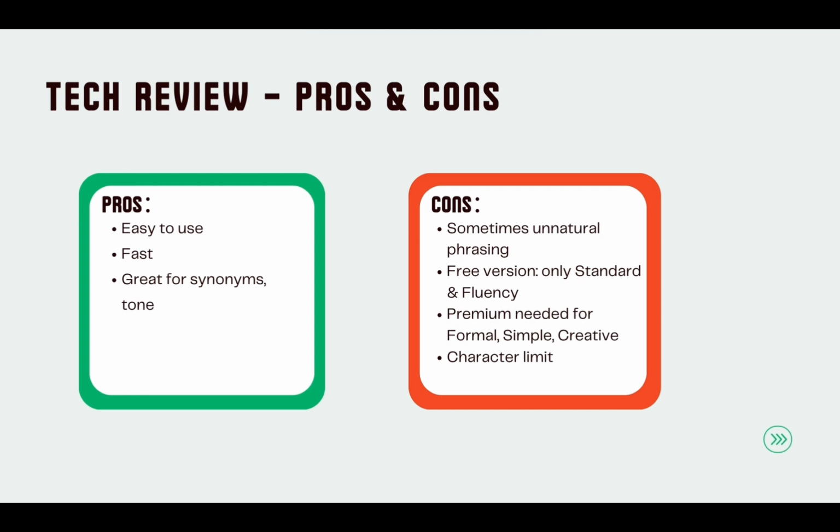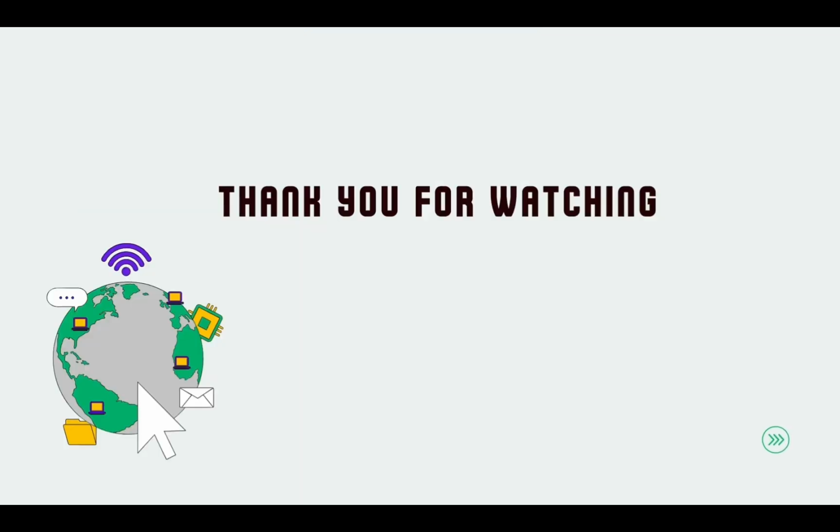Quillbot is a powerful AI tool that supports EAL learners in improving their writing. It helps with vocabulary development, sentence variety, grammar accuracy, and fluency. I really encourage you to try it out in your own lessons. Use it as a complement, not a replacement, and always involve your own teaching judgment.